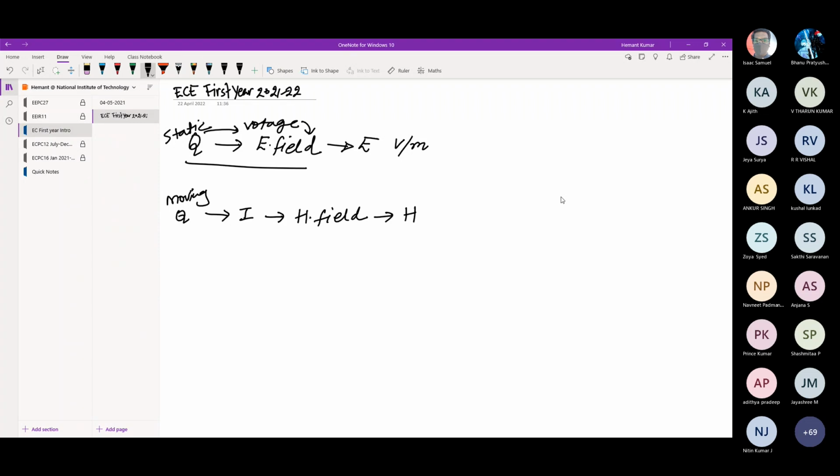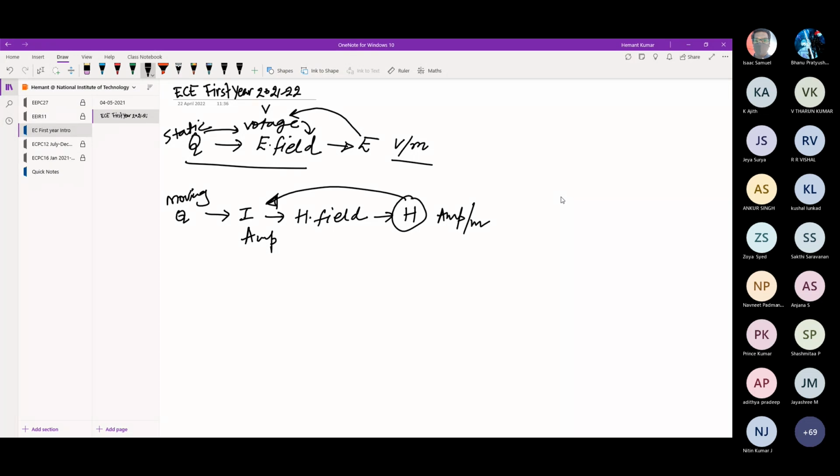The cause of this magnetic field is current, and the unit of current is ampere. Here the cause of the electric field strength is voltage, whose unit is volt. So here it is volt per meter, and there it is ampere per meter. You can see the similarity between these two. Here voltage is the cause and the electric field is the effect. Here the cause is the current, and the effect is the magnetic field intensity. Here the unit is volt, so it is volt per meter; here it is ampere, so it is ampere per meter.